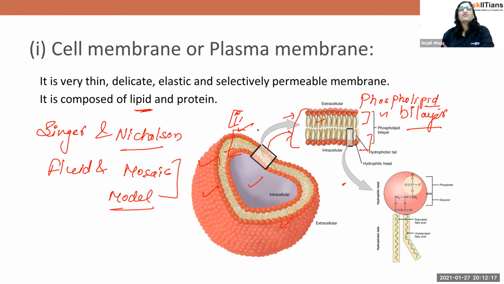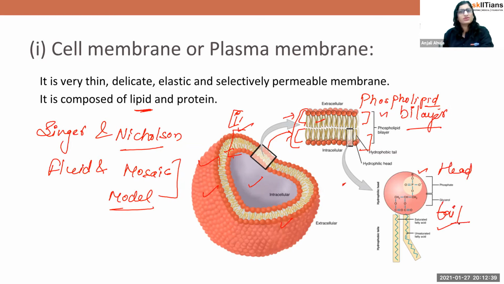Phospholipid bilayer. Phospholipid means lipid is attached with phosphorus. Many of the students get confused at this. Lipid is attached with the phosphorus. So this is the phospholipid bilayer. This is one phospholipid layer, and this is another. Now, in this phospholipid layer, these things are present at the structural level. This is known as the head, and this is known as the tail.